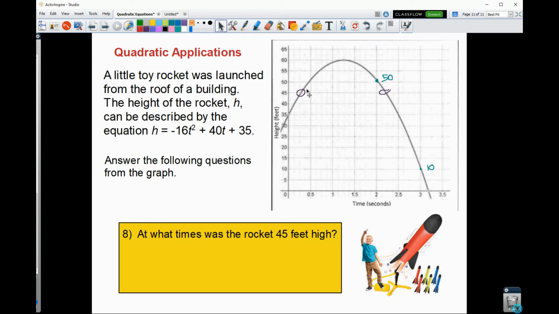Well, let's look at them. This one was between 0 and 0.5, so I would say 0.25 seconds. This time is in seconds. And then here we're looking between 2 and 2.5, so 2.25 seconds. So those were the two times that the rocket hit 45 feet. Go ahead and see if you can match some graphs to some equations and put some things together.